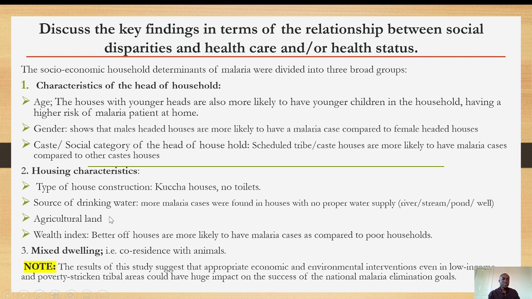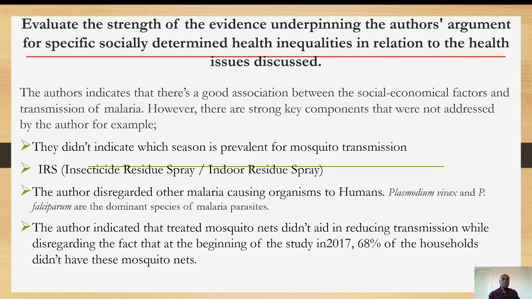The agricultural land, like I said, people with more land to cultivate and grow crops and food were associated with more malaria cases. And under the mixed dwellings, we had people who lived with animals. They actually had less malaria compared to people who didn't. Something to note is that the study suggests that appropriate economic and environmental interventions, even in low income and poverty tribal areas, could have a huge impact on the success of the national malaria elimination goals.